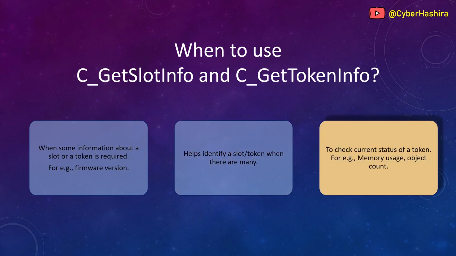These functions can also be used to get some information about a token, such as its memory usage. For example, an application may try to call C get token info to see if it has enough memory to store new objects in it. I will now take you to my Windows machine where I have prepared few sample codes to demonstrate the usage of C get token info and C get slot info. Let's go.